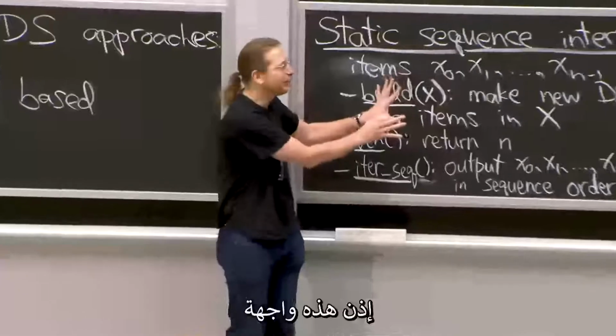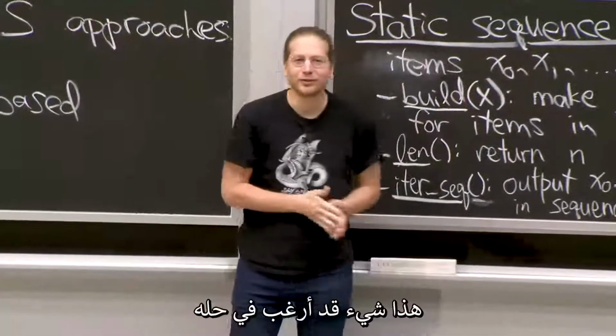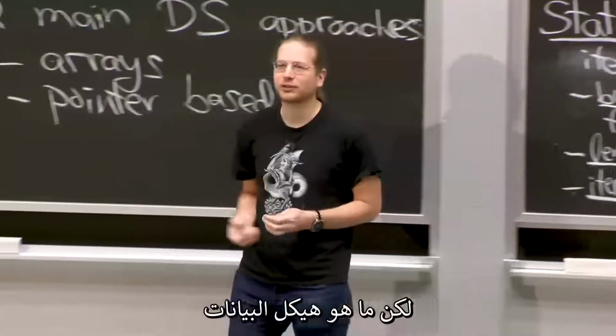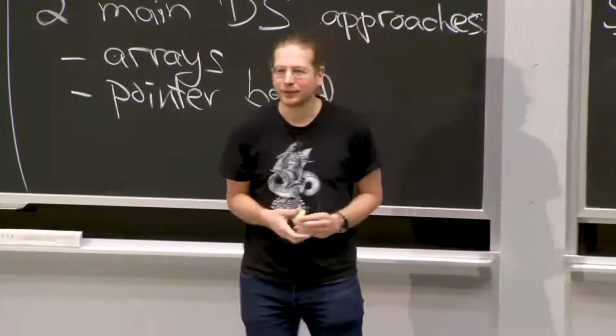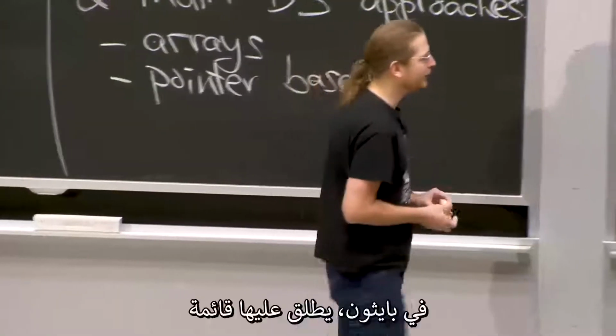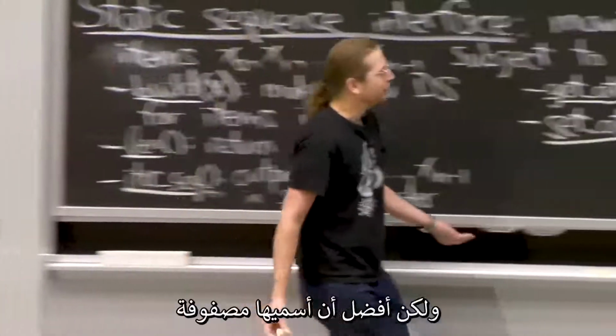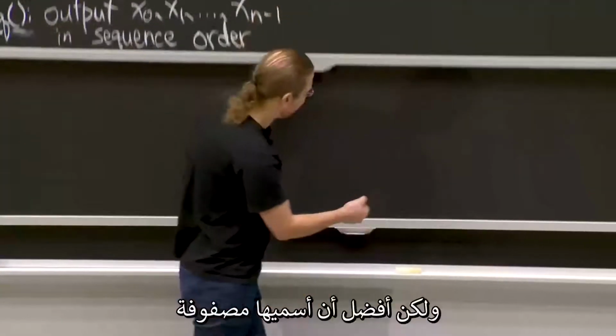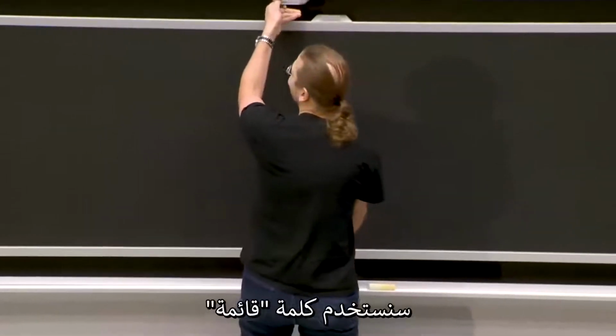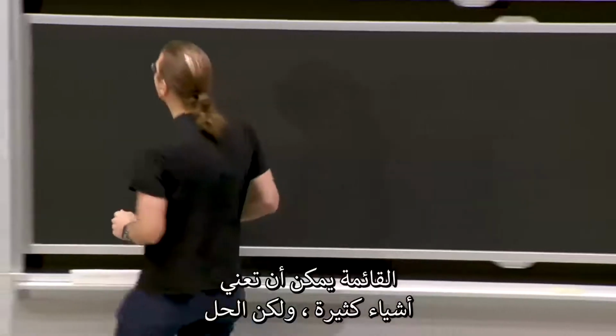So this is an interface. This is something I might want to solve. But what is the obvious data structure that solves this problem? Yeah. A list. In Python, it's called a list. I prefer to call it an array, but to each their own. We're going to use lists. Lists could mean many things.